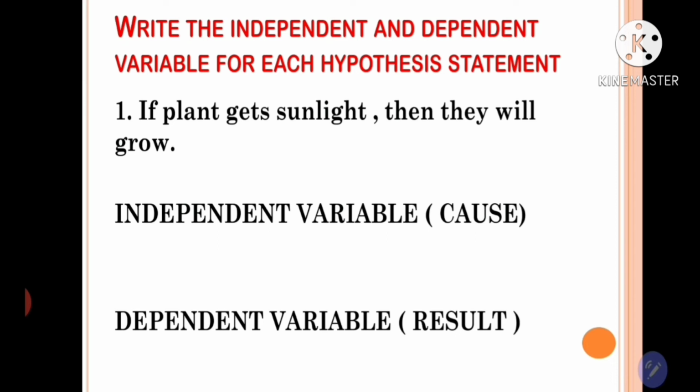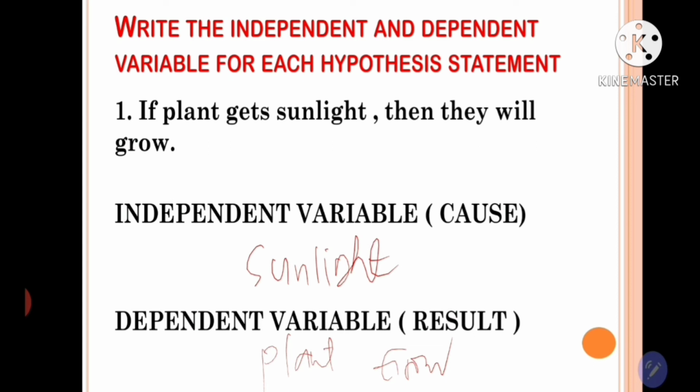If plant gets sunlight, then they will grow. So what is the cause of the change? Very good. So the cause of the change is the sunlight. Okay? So yung dahilan kung bakit ang halaman ay lumalaki. Plant grows. Okay? So this is our dependent variable. If the plant gets sunlight, so yun yung dahilan, every time na makakakuha siya ng sunlight, that is the time na siya ay lalaki. That is the result or the product.